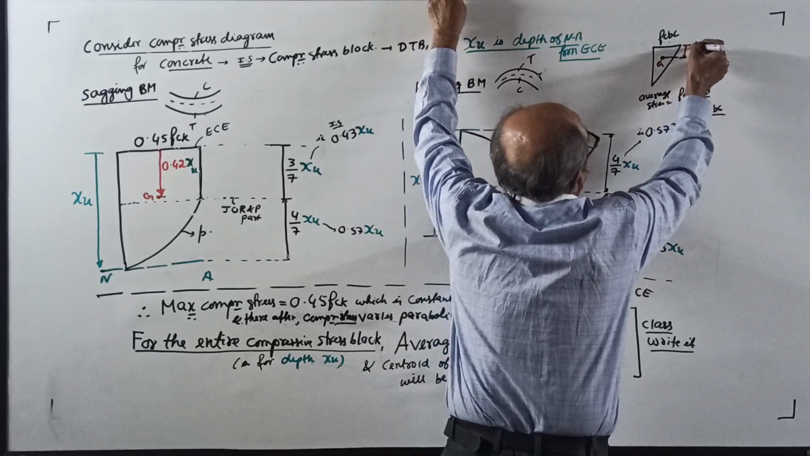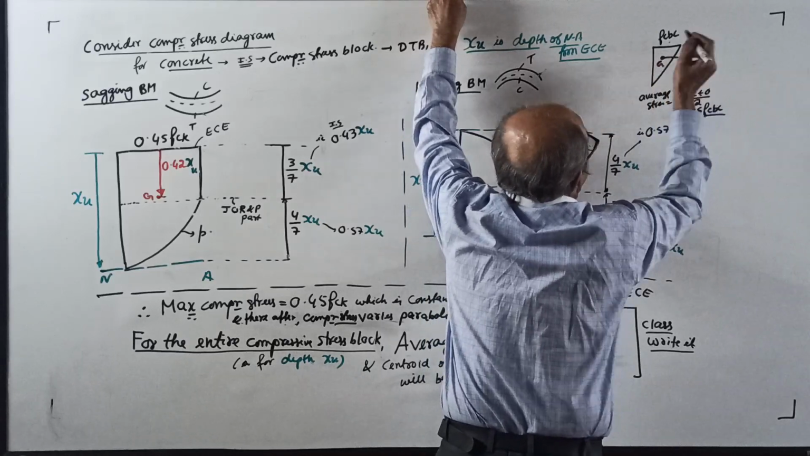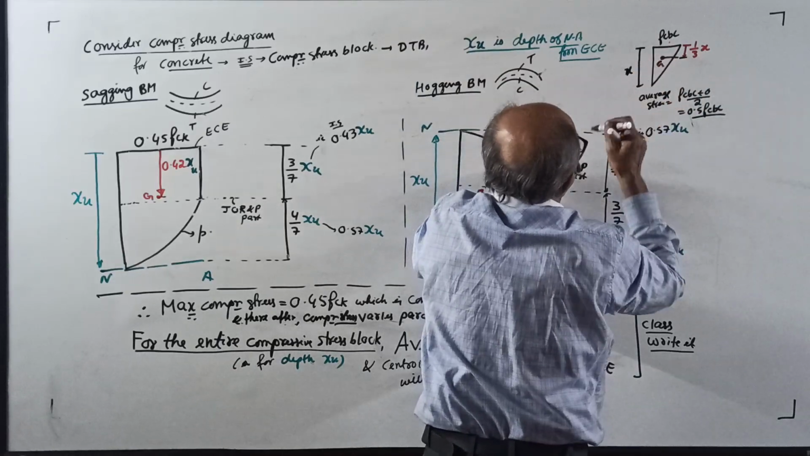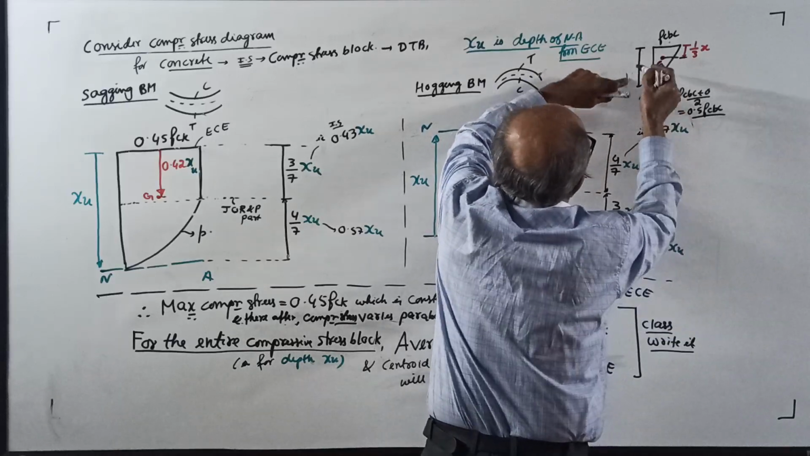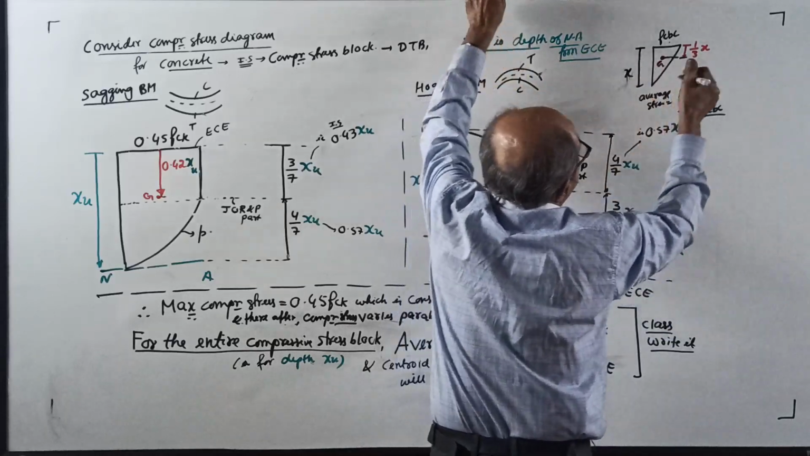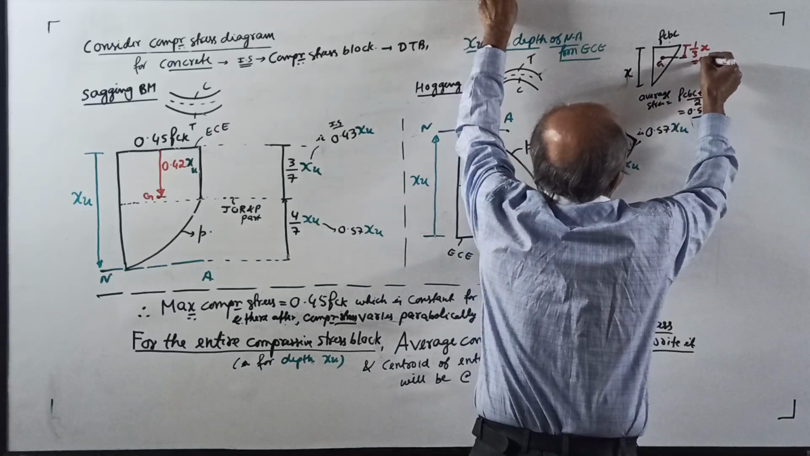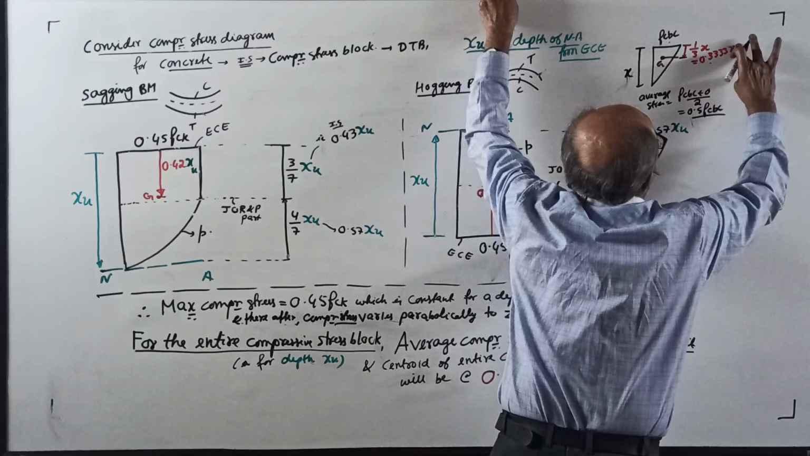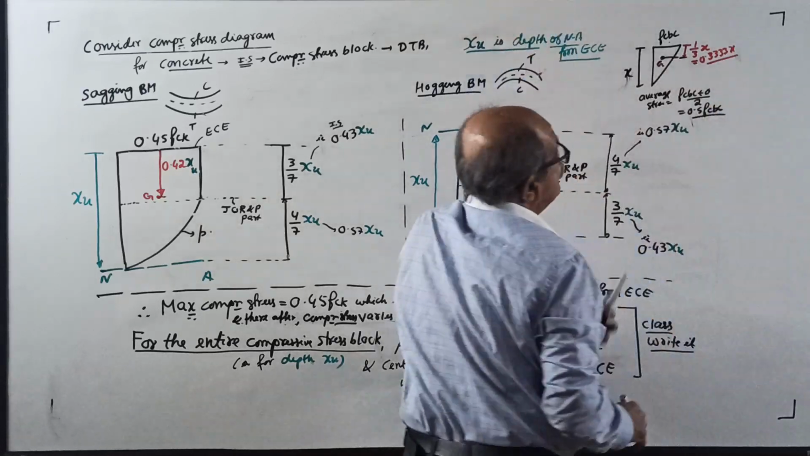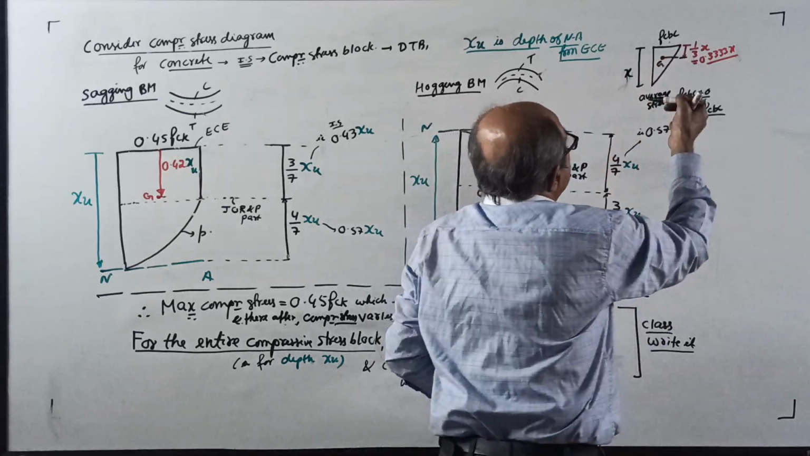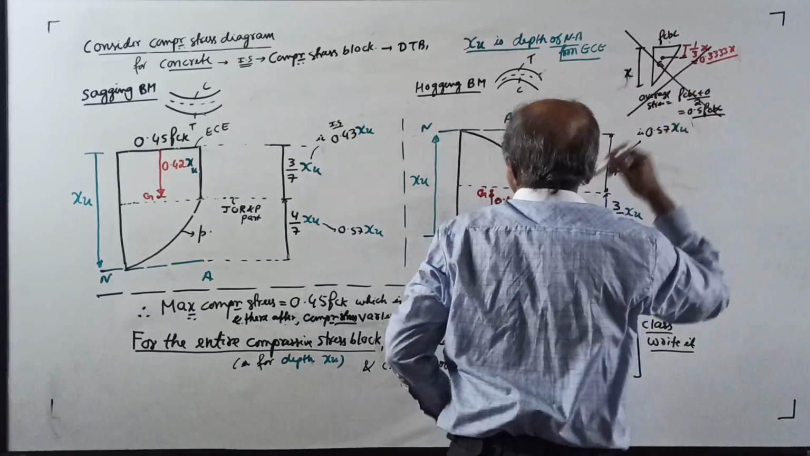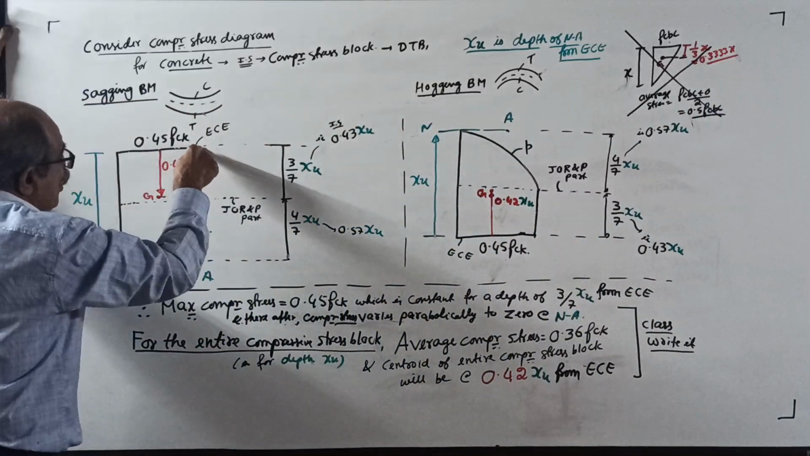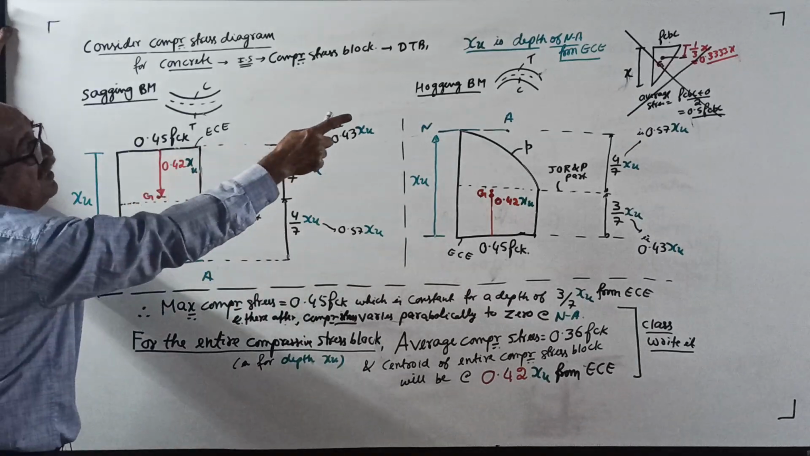This distance is 1 by 3 of X. By the working stress method, you take this as X. I am showing for sagging BM, hogging not required. Or if you want decimal form, it is 0.33333 X, more accuracy. Not XU, X, okay, because it is linear. Now, this is not considered in the limit state method. In the limit state method, the variation is constant and then parabolic. So, it is not like the working stress method.